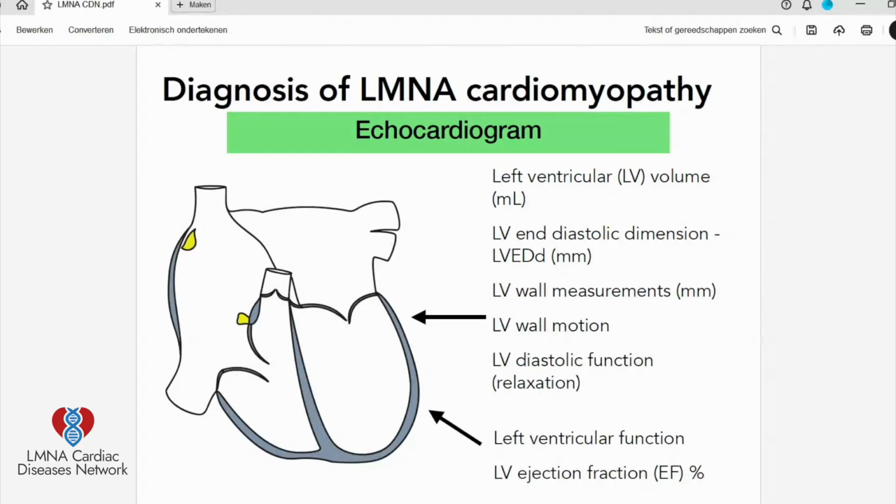And then of course we're looking for how well the heart contracts. So that's the left ventricular systolic function or the ejection fraction, which is measured as a percentage. Normal percentage being somewhere between the low 50s and 70s, certainly in adults. And that's something that we can measure very easily on each echo.